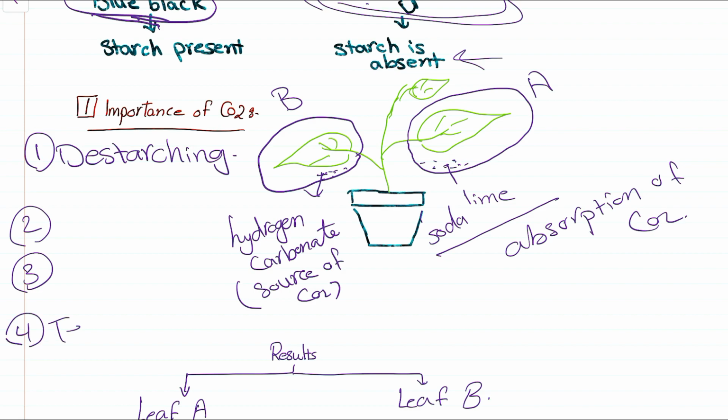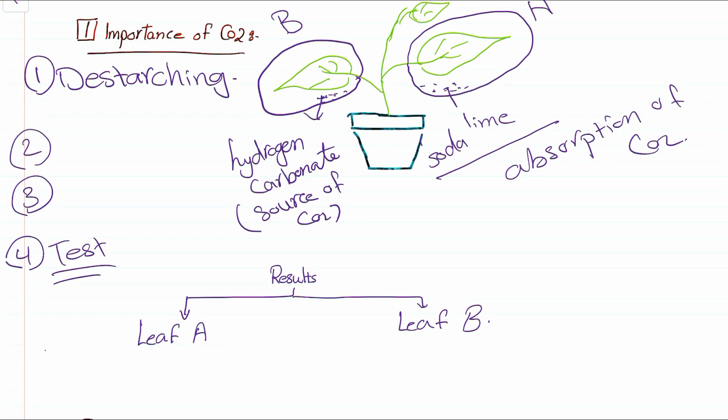Last point, test for the starch. Testing for the starch. How? We said the steps before, no need to repeat them, but we'll add a few drops of iodine solution in each leaf. What about leaf A? What will the result be? Yes, orange brown. But leaf B, blue black.